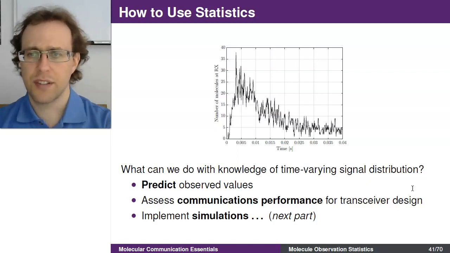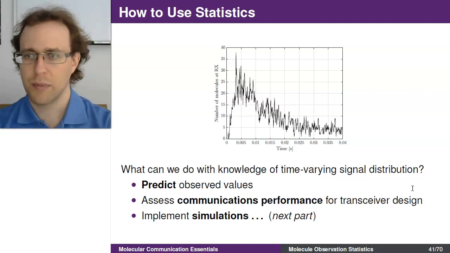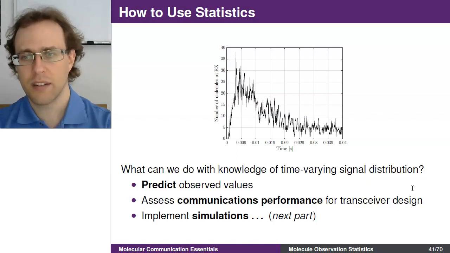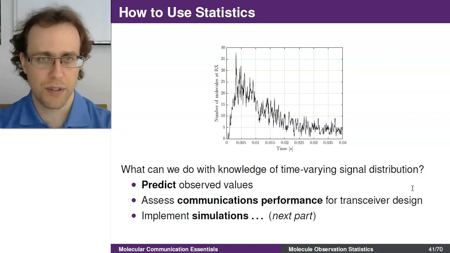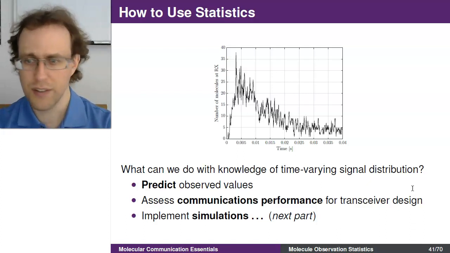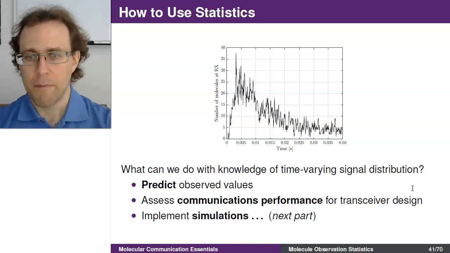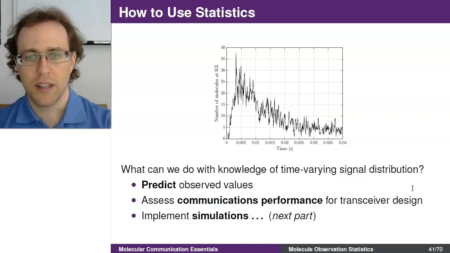Using these statistics, we can actually do quite a bit. I won't be covering that in this tutorial. There'll be lots of other talks on this subject throughout the symposium. But by having knowledge of the time-varying signal distribution, this lets us predict observed values and know what the probability of a certain prediction is. This readily extends to being able to assess communication performance if we have a particular transceiver design. And more relevant for what we're going to be using is implementing simulations, which is going to be the next part of this talk.